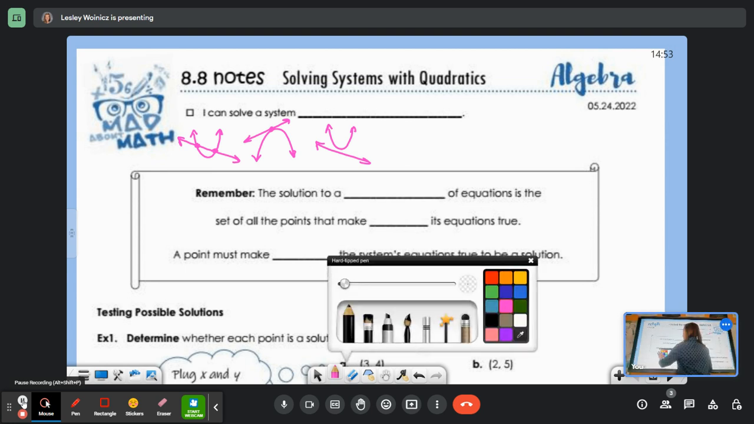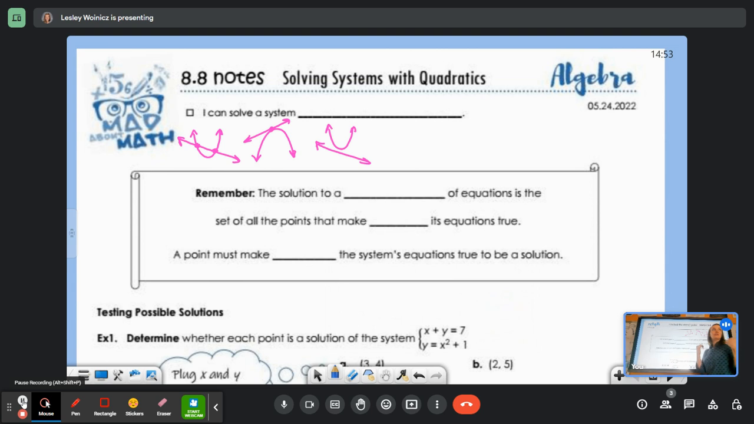Today we are going to do that same thing, but instead of finding the solutions graphically, we are going to solve them algebraically. So our solutions are the set of all the points that make both the equations in our system true. They always have to make both the equations true to be a solution.